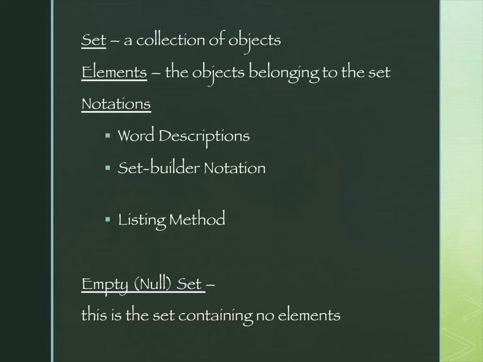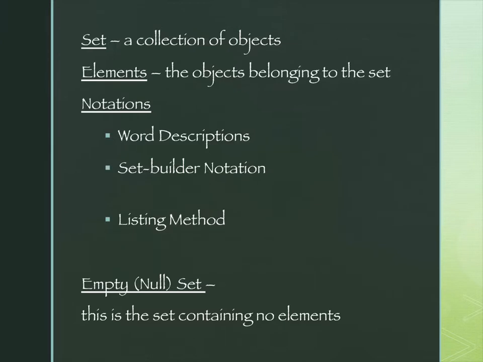There's several ways to describe a set. These are three of them. Word descriptions. I've kind of given you some word descriptions already. There's set builder notation. We see this used extensively inside of mathematics. And listing method. And listing method actually lists the items that we're talking about that are in the set. So let me give you an example of each of these. It's going to be the same example, but just represented in three different ways.